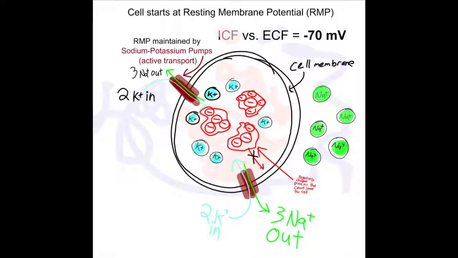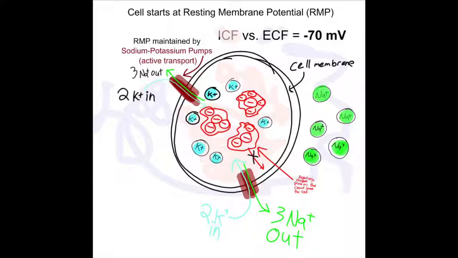The cell starts at its resting membrane potential. Sodium is much more concentrated in the extracellular fluid than in the intracellular fluid. Potassium is much more concentrated inside the cell than it is outside the cell. Potassium leaks out through passive transport, and sodium leaks into the cell through passive transport.